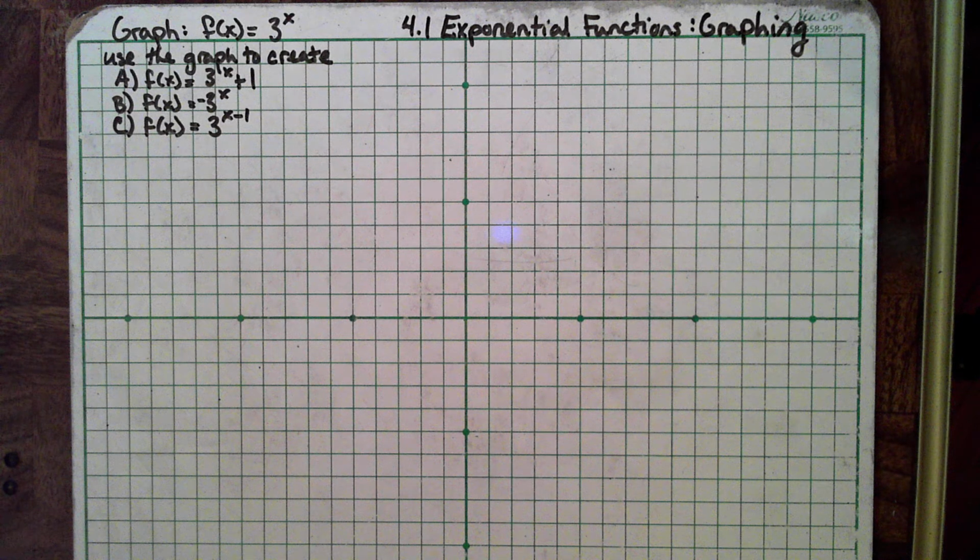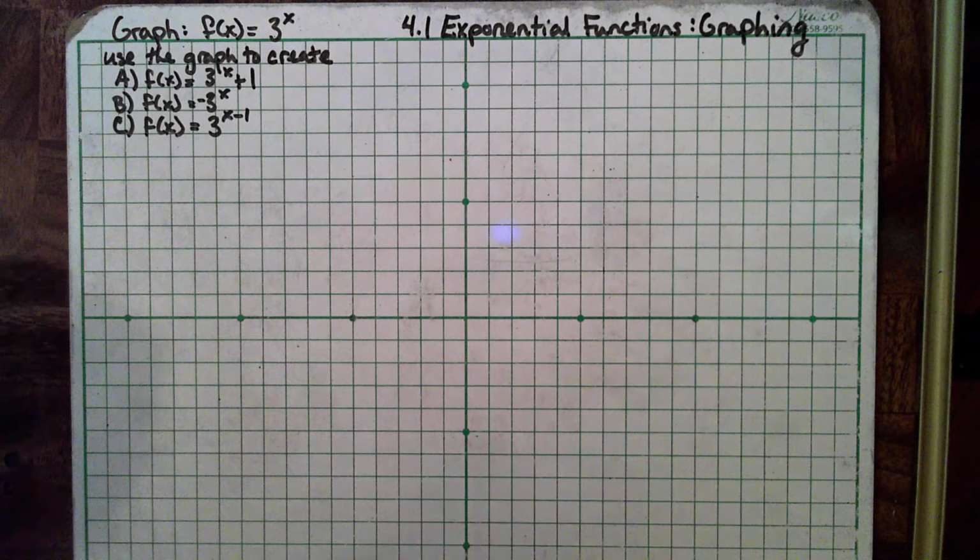Hi everyone. In Pre-Calculus, Chapter 4, Lesson 1, we talk about exponential functions, and this is the video that's going to review how to graph them. So we've been given a function to graph. It says graph f of x equals 3 to the x, and then we're going to use some transformations to create these three other graphs.